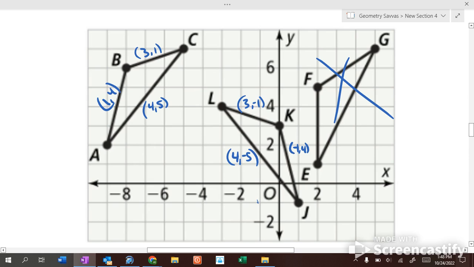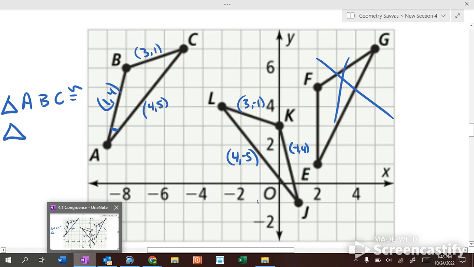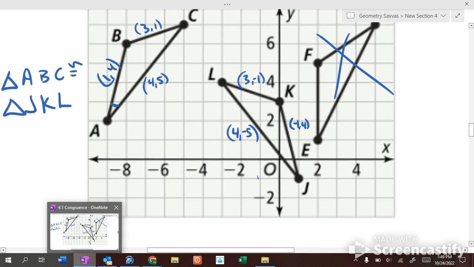So, what side would A be congruent to? Or what angle would A down here be congruent to? J. Because it's in between the 1, 4 and the 4, 5. In between the 1, 4 and the 4, 5 is J. Then B is in between the 1, 4 and 3, 1. So it would be K and then L. Okay?